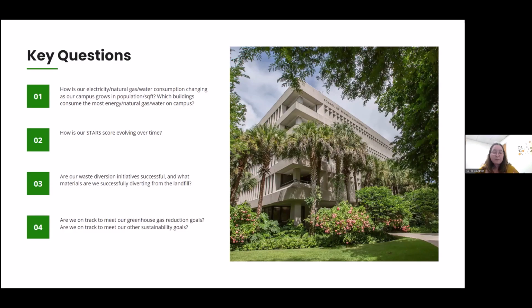Where are we actively doing really well? Are our waste diversion initiatives successful? And what types of materials are we having the most success with diverting away from the landfill? And are we on track to meet our goals for greenhouse gas reductions? Are we on track to meet our other sustainability goals? I mean, we're investing a lot of money into these things, so we want to make sure that we're hitting all of the metrics that we need to hit.